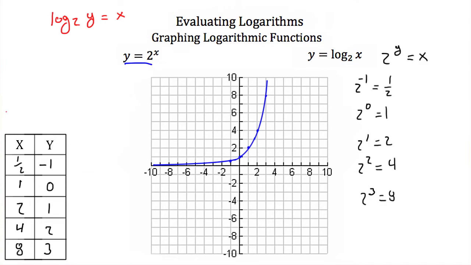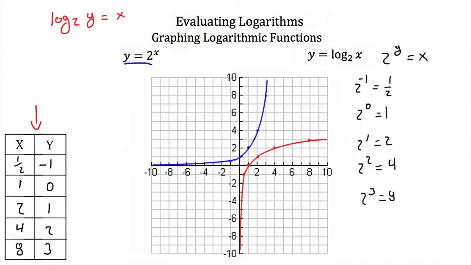Now I can plot these points. X is equal to 1/2, and y is equal to negative 1. Well, that's right there. 1, 0 is right there. 2 and 1. 4 and 2. And 8 and 3. Connect these with a smooth curve. And the graph of y is equal to the log base 2 of x should look something like that.